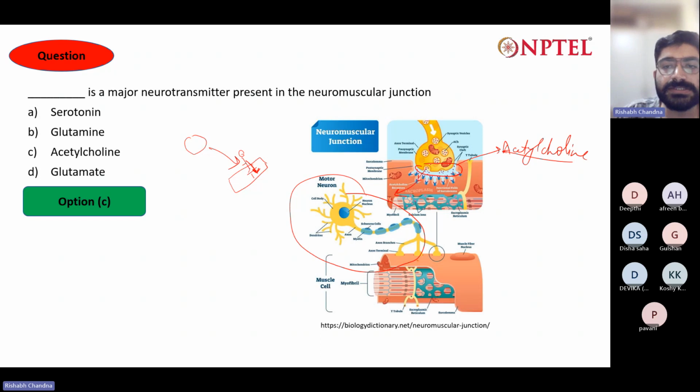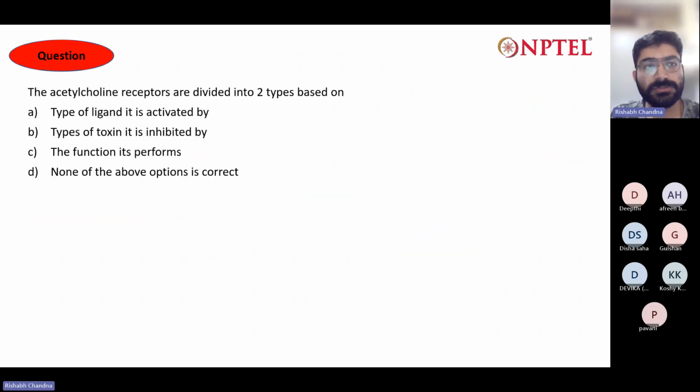And there are various diseases associated with it. So whenever this particular signaling or any of the receptors are hampered, then the process of transmission also gets hampered. So that is the cause of various diseases. So this is the thing with the neuromuscular junction. So let's move on to the next question.